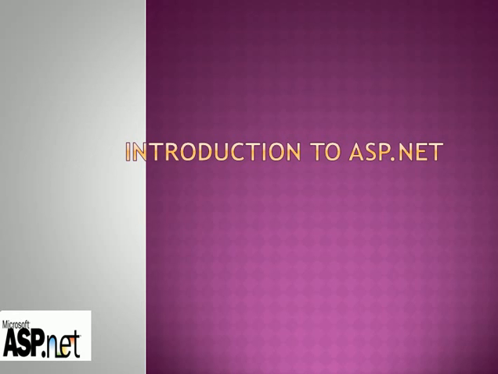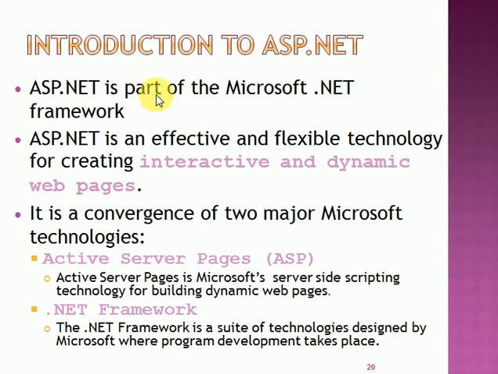So with this, we are going to see what ASP.NET is. Introduction to ASP.NET. ASP.NET is a part of the .NET framework. ASP.NET is an effective, flexible technology for creating interactive and dynamic web pages. It is the convergence of two major Microsoft technologies: ASP, Active Server Pages, a Microsoft server-side scripting technology for building dynamic web pages, and the .NET framework. The .NET framework is a suite of technologies designed by Microsoft where program development takes place.